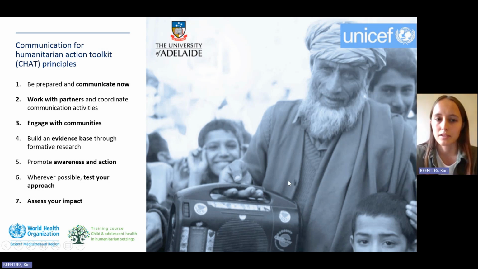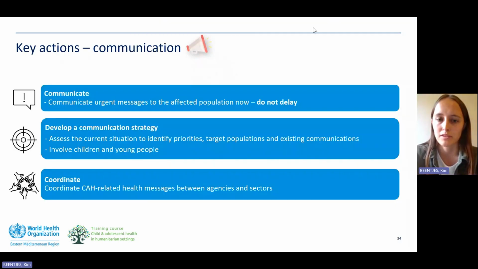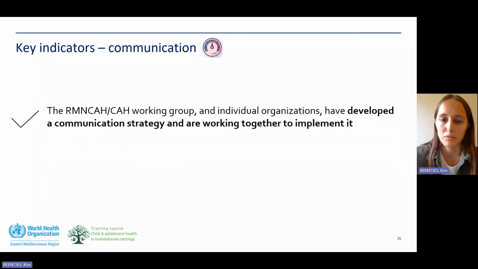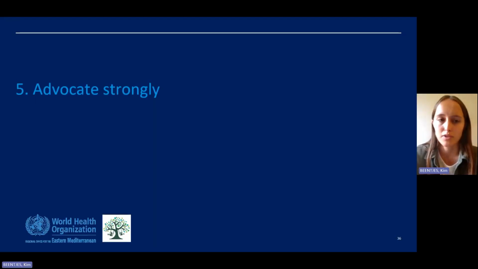Then the key actions that are linked to this are communicate urgent messages and do not delay with this. Develop a communication strategy and assess the current situation to identify your priorities involving children and young people, and coordinate CAH-related health messages between agencies and sectors. The key indicator linked to this is that the working group and individual organizations have developed a communication strategy and are working together to implement it. Then the last part of this chapter is advocate strongly.